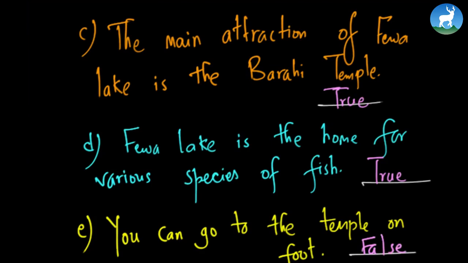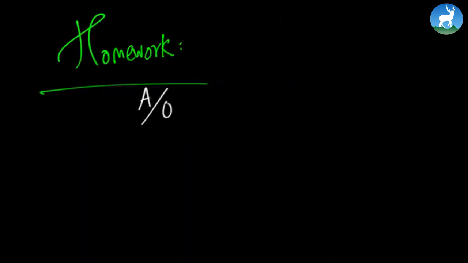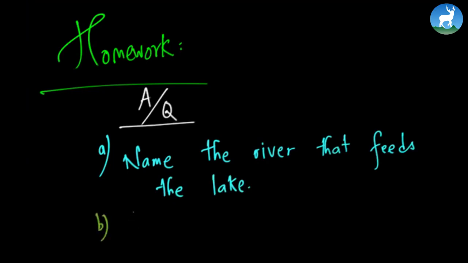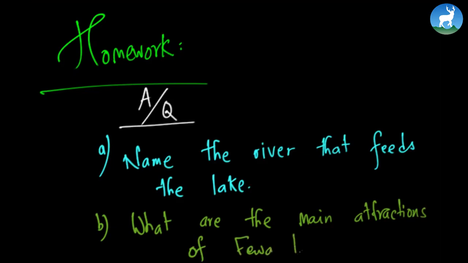All right, now it's time to give you some homework. Your homework is going to be this one. I want you to do the answer and question section, and I'll write the questions here. Name the river that feeds the lake. Okay, there's another question, number B. What are the main attractions of Fewa Lake? All right, these are the 2 questions I want you to solve. They're pretty simple questions. You'll find the answers in the book.